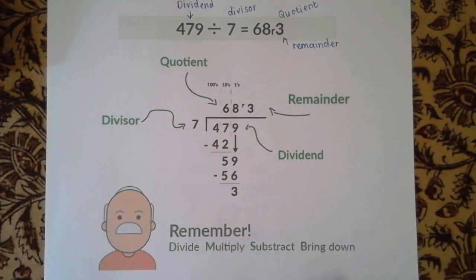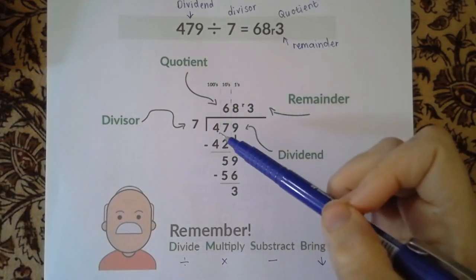Then there's a recipe that we follow, okay? The steps. The first thing is we divide, then we multiply, then we subtract, and then we bring down. So we divide, we multiply, we subtract, and we bring down. This is basically what you need to remember when we are doing long division.